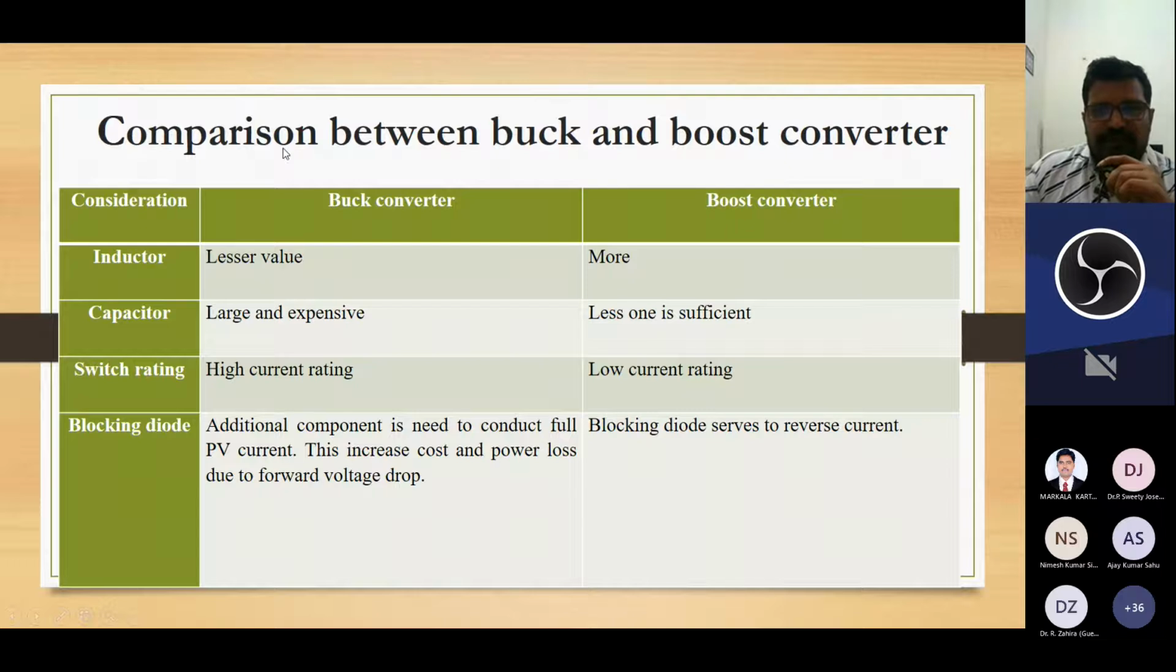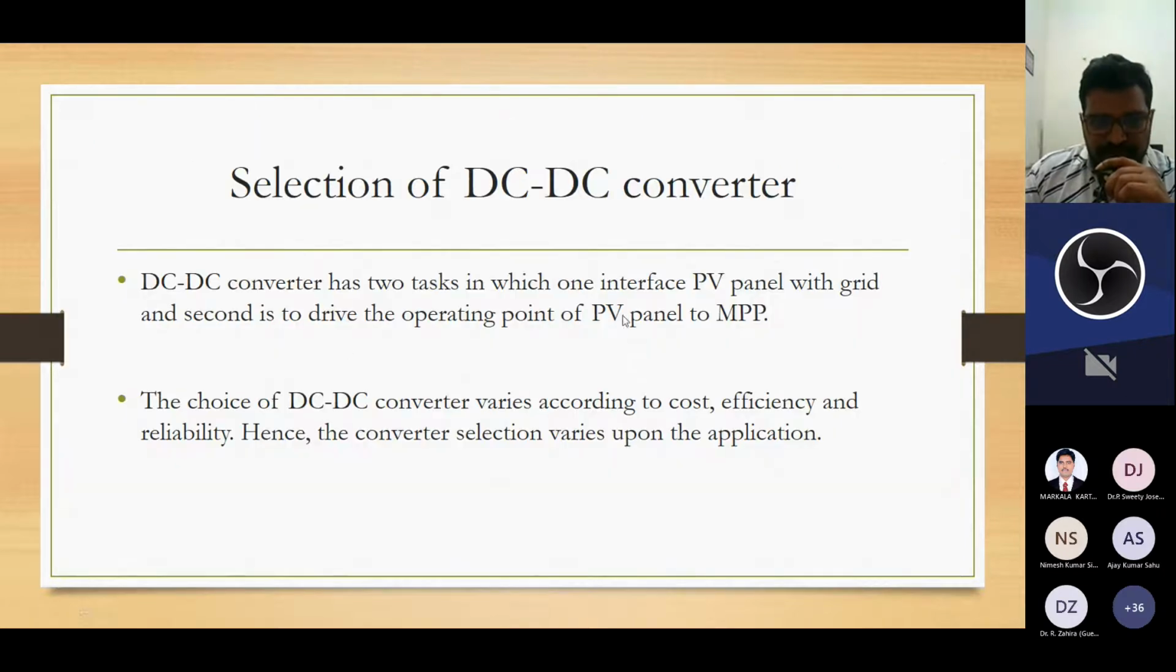What is the comparison between the buck and boost converter? Here the inductor will have lesser values, whereas the boost converter will have more value. Here the capacitor will be large and expensive, and there a lesser one is sufficient. For switching rating, the buck converter has a high current rating, and the boost converter a low current rating. In both circuits we require an additional blocking diode, which will restrict the PV current.